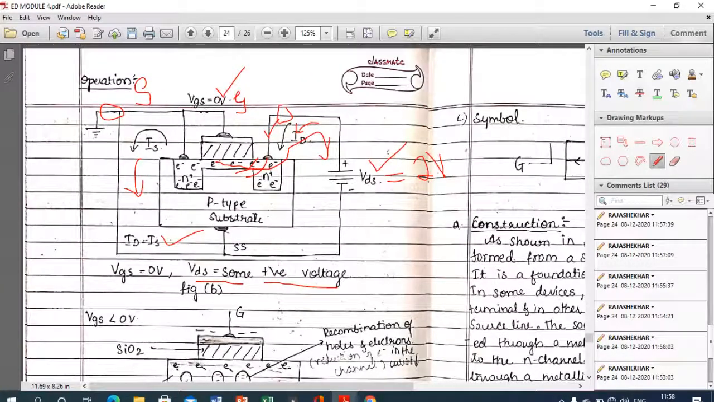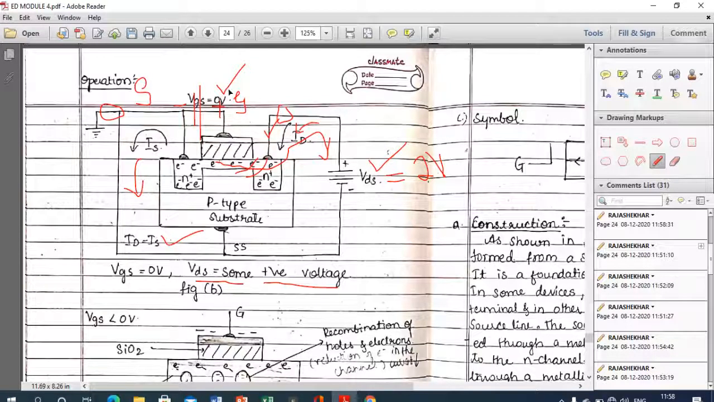So if I make this plus 1 volt, I can say that this is connected to the positive terminal and this is connected to the negative terminal. So now this positive terminal of the supply attracts more electrons in the channel and causes the drain current to increase exponentially. So this is another way of increasing the drain current.